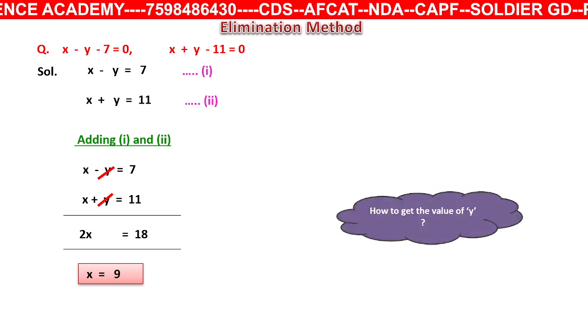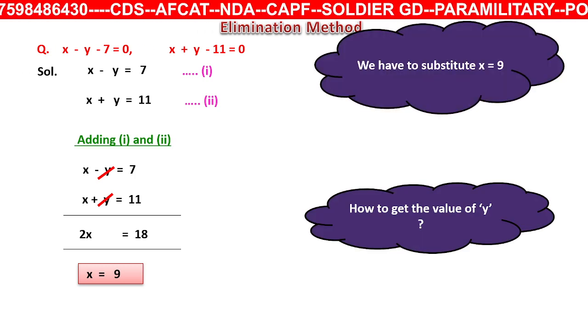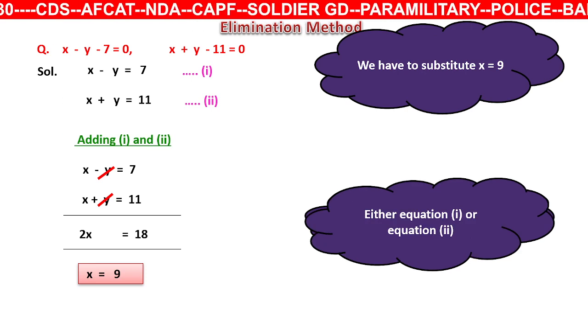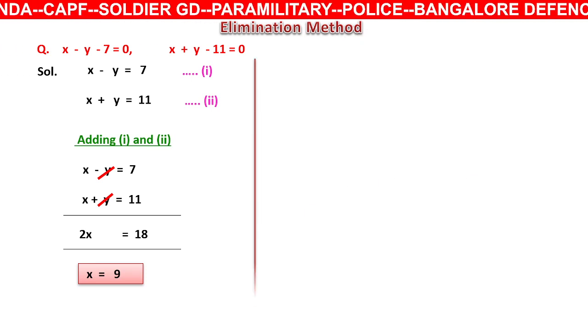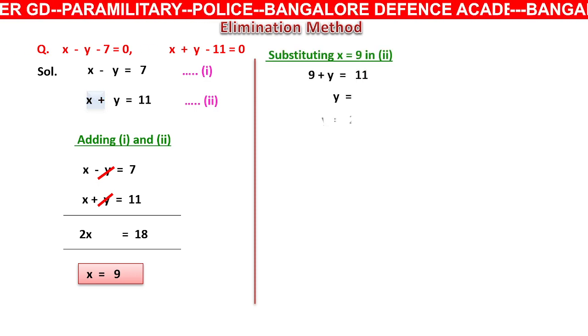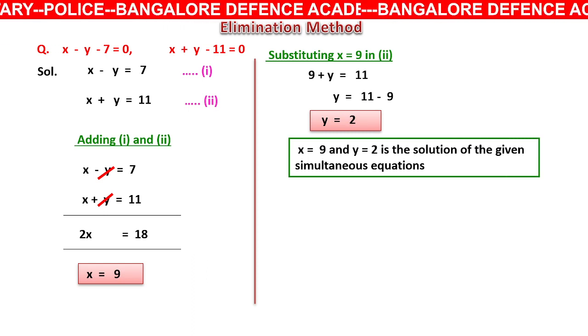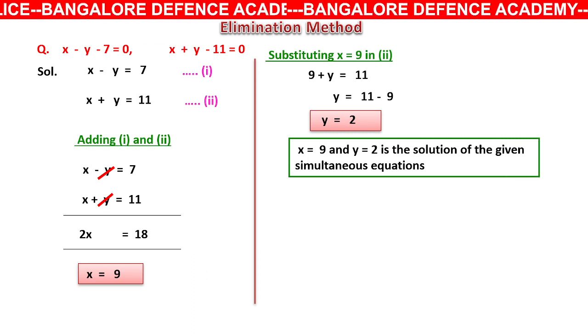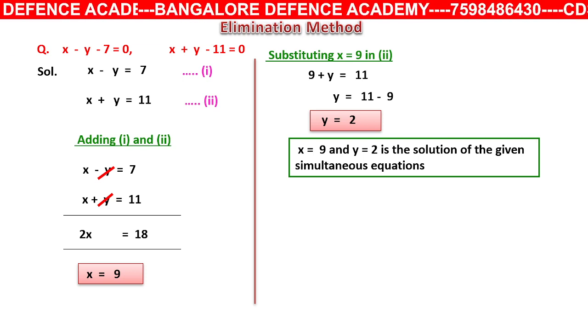So once you get the value of x is equal to 9, you have to substitute the value of x in any of the equations. So now either equation 1 or 2, I am going to substitute the value of x. So what do you get here? 9 plus y is equal to 11, y is equal to 11 minus 9, that is equal to 2. So the solution for this equation is x is equal to 9 and y is equal to 2. So we have successfully completed the first question.